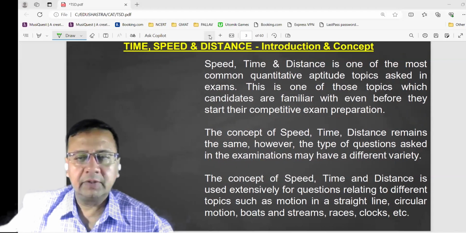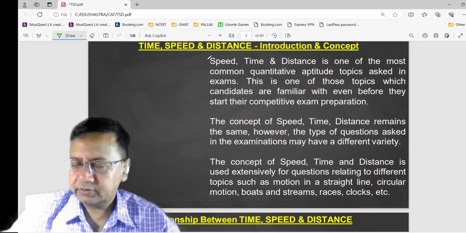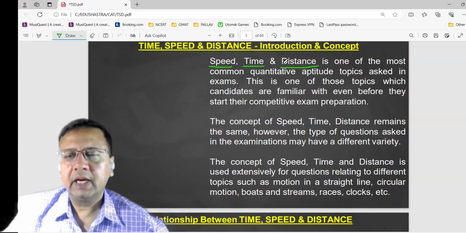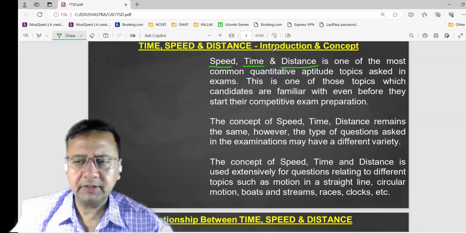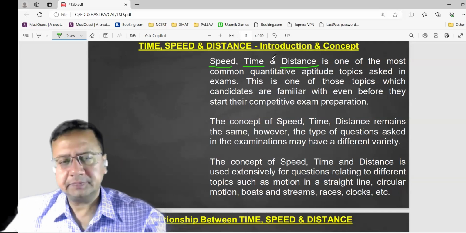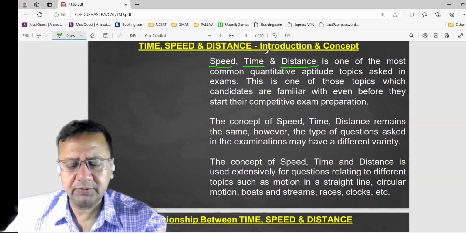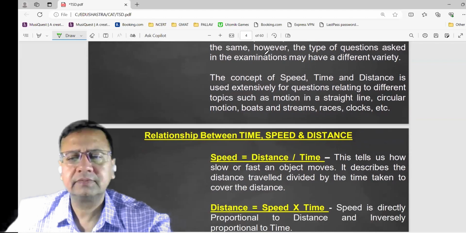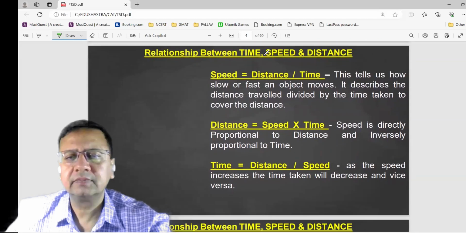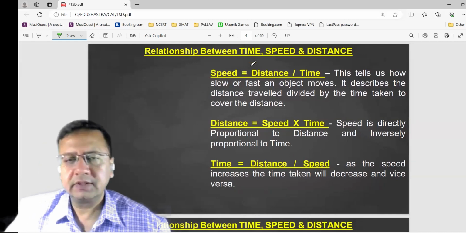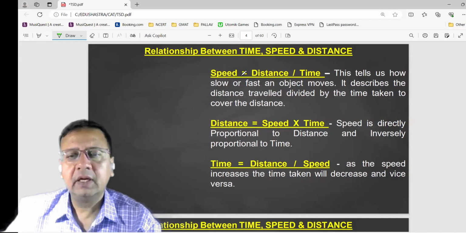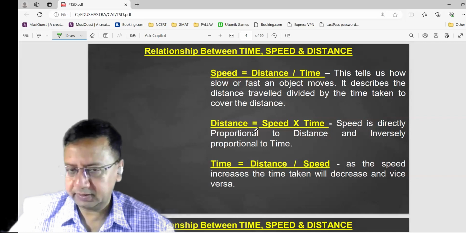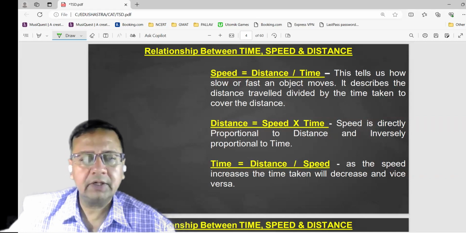If I talk about time, speed, and distance, there are these three variables. One is speed, one is time, the other one is distance, right? And we have some relations among these three variables, right? Can you tell me the relation? How are these three variables related to each other? Yes. So speed is equal to distance upon time, distance is equal to speed into time, and time is equal to distance upon speed, right?